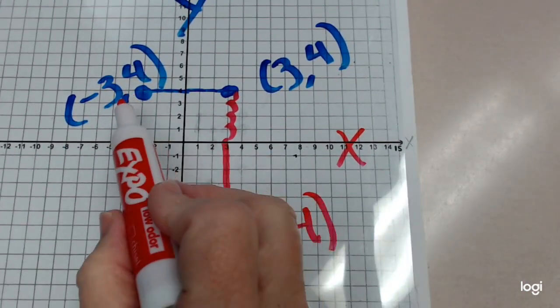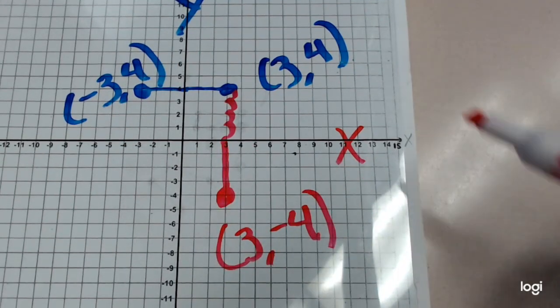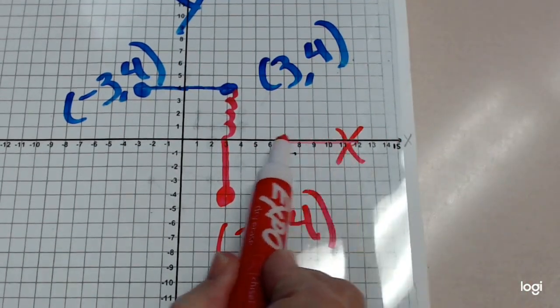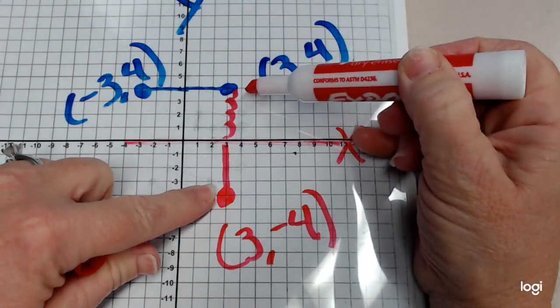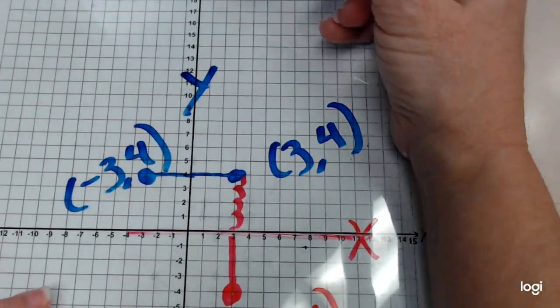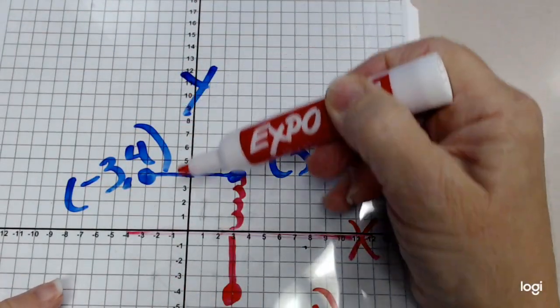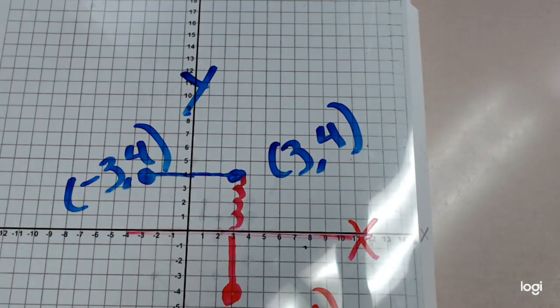Okay, and so this is kind of what we talked about yesterday too. We talked about reflecting over the axis. So this x-axis is my line of symmetry between these 2 dots, and the y-axis is my line of symmetry between these 2 dots.